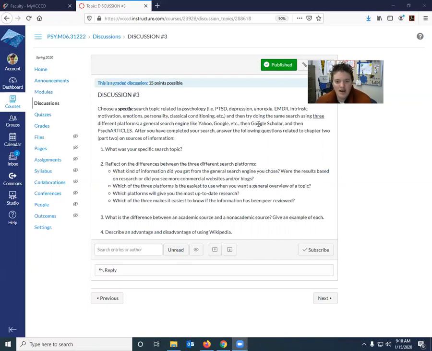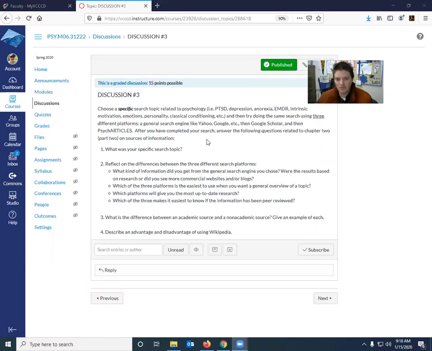And then you're going to do the same search using 3 different platforms. So you're going to do a general search using a search engine like Yahoo or Google, something that is typical and kind of a general search engine. Then you're going to try Google Scholar, which is something that we were presented on in our library session. And then PsycARTICLES, which is through the library, also something that was gone over in the library session.